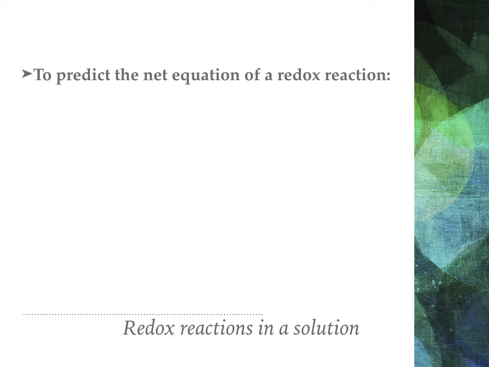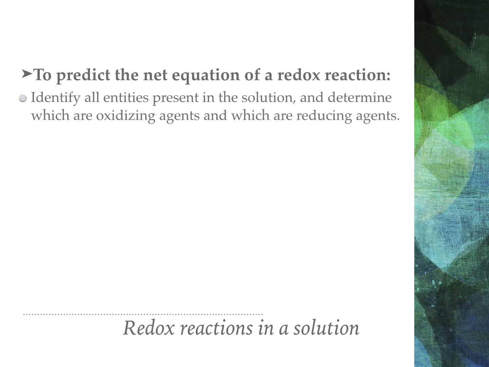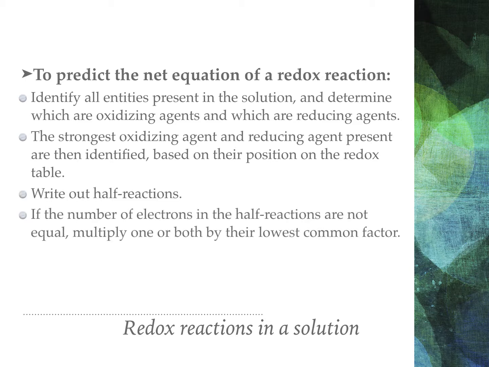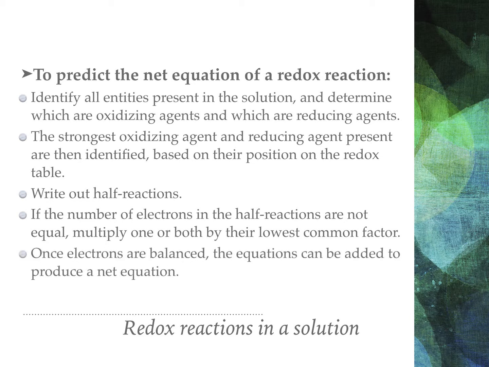To predict the net equation of a redox reaction, we need to identify all entities present in the solution, and then determine which are oxidizing agents and which are reducing agents. The strongest oxidizing agent and the reducing agent present are then identified, based on their position on the redox table. Write out half reactions, and if the number of electrons in the half reactions are not equal, multiply one or both by their lowest common factor. Once the electrons are balanced, the equations can be added to produce a net equation.